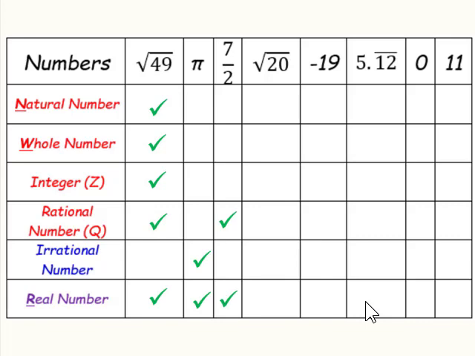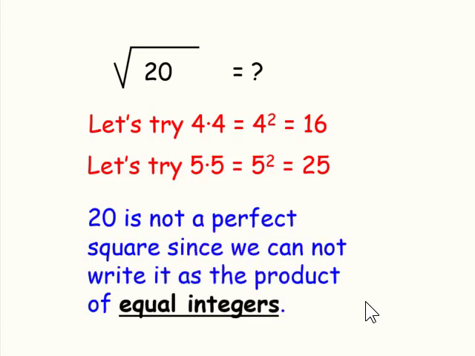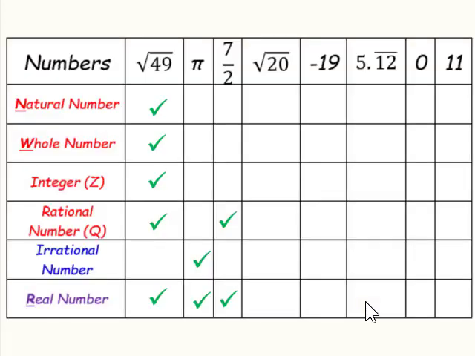Let's take a look at the square root of 20. The square root of 20, wait a second, I don't know what that is. If we try 4 times 4, we get 16, that's too low. If we try 5 times 5, that's 25, that's too high. That means 20 is not a perfect square, since we cannot write it as the product of equal integers. Since it's irrational, we know it's also real.